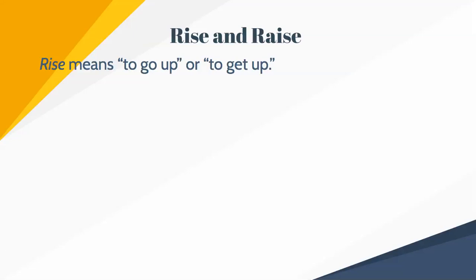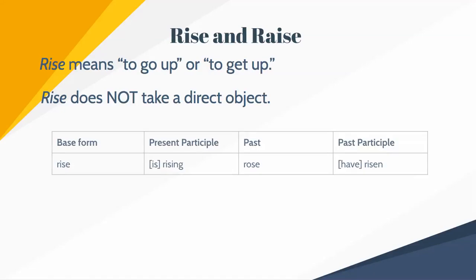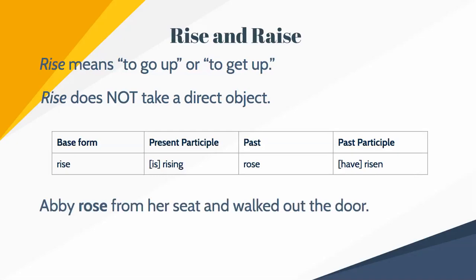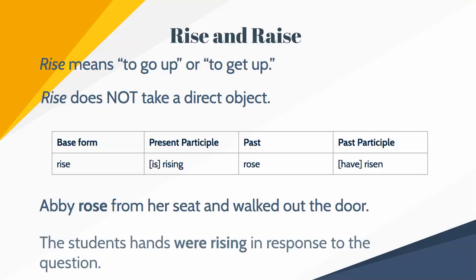Rise versus raise. Rise means to go up or to get up. It does not take a direct object. Here are your principal parts. Rise, rising, rose, and have risen. Abby rose from her seat and walked out the door. The students' hands were rising in response to the question.